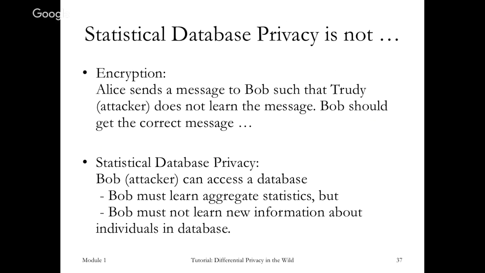What Alice can do is take the message, encrypt it, put it in a box, lock it, and send the box over to Bob, and Bob, who also has the key, can unlock it. In statistical database privacy, Bob is also the attacker. Alice wants to send the aggregate information to Bob, but Bob should learn the aggregate statistics, not the individual level properties of the data. So it's a very different problem in that sense.